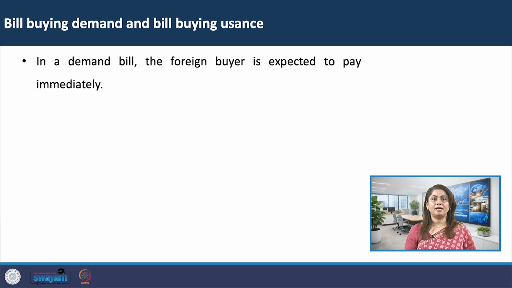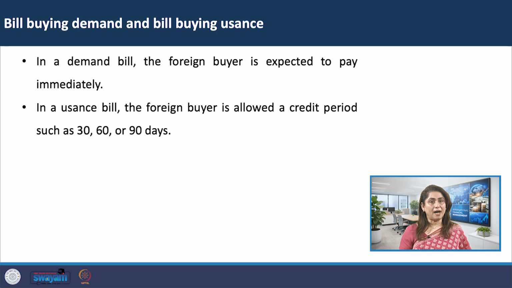But before doing that, let us understand the difference between bill usance and bill demand for the exporter. Bill buying is mainly an exporter side transaction. A bill buying demand transaction relates to a demand bill or sight bill, where payment is expected immediately when the bill is presented. The bank only faces transit risk because it has to wait for the documents and money to arrive. Therefore, only notional transit period interest is deducted.